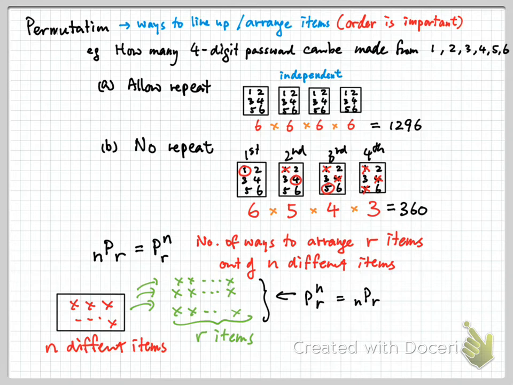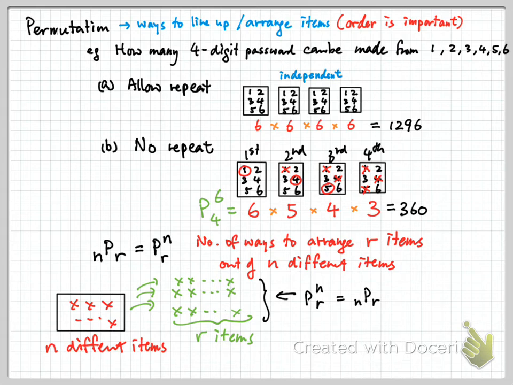So in the previous example, the number of ways to do that is 6P4. There are 6 different digits, 1, 2, 3, 4, 5, 6. Every time we pick 4 of them, and line them up. The number of ways to do that, we call this 6P4.